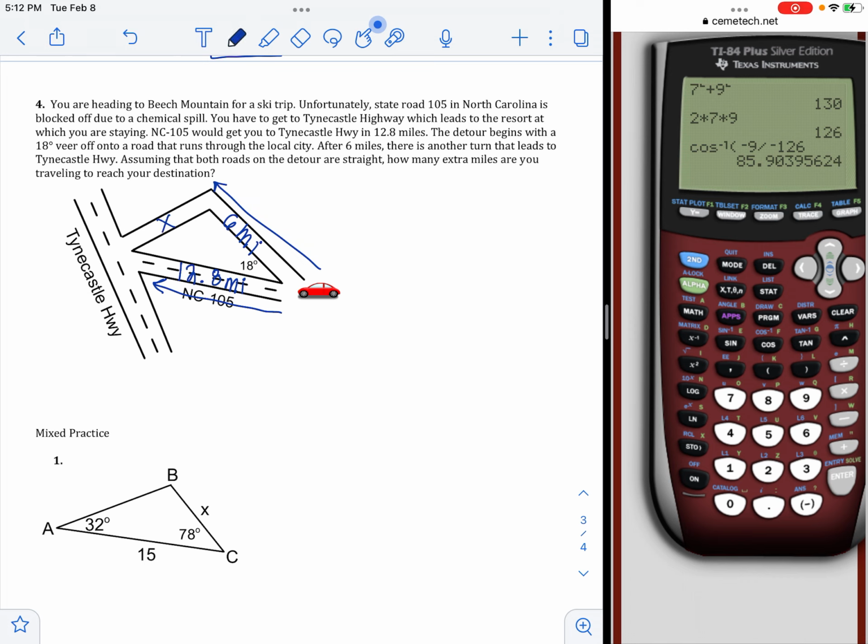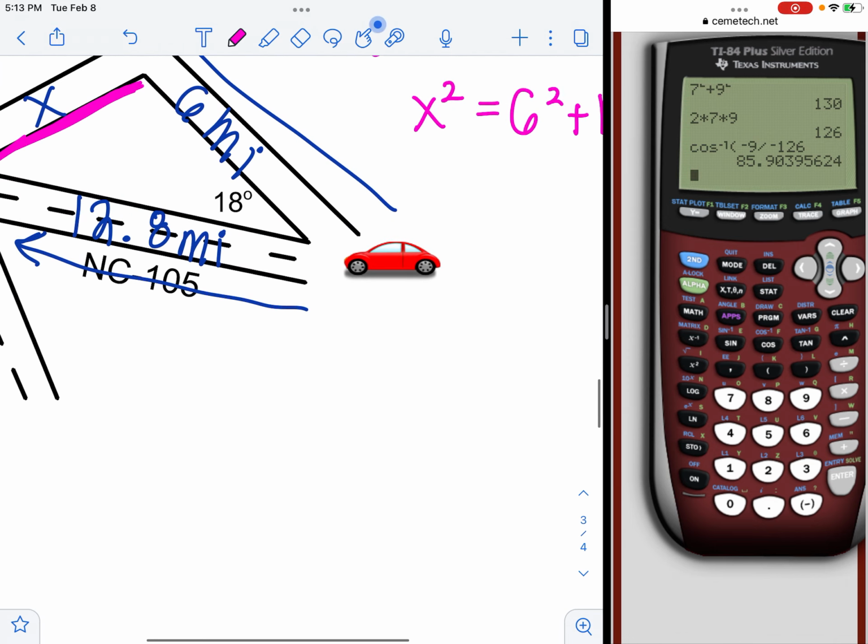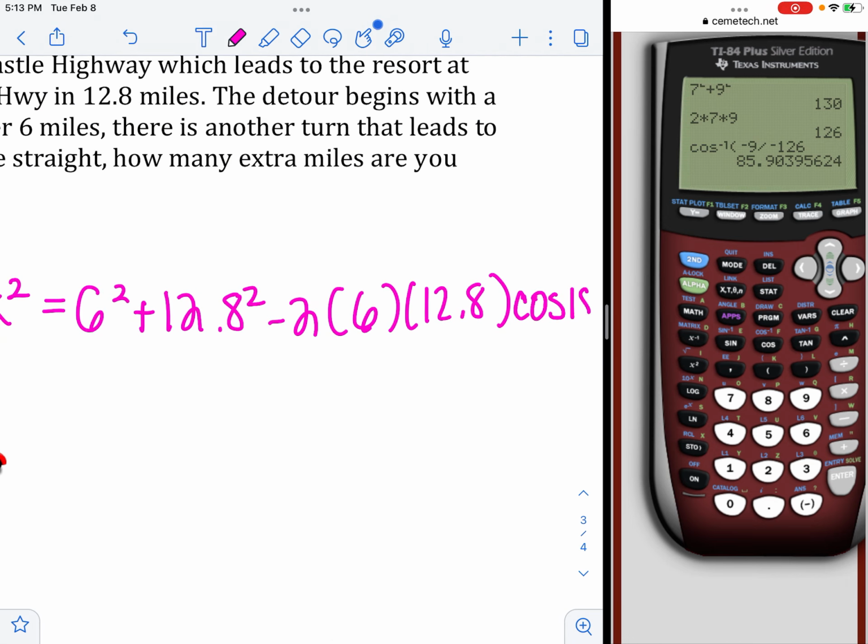All right. Let's look to see what we were actually given. We were given this side, and this angle. So we were given SAS, side, angle, side. Side, angle, side uses the law of cosines. So I'm looking for this side right here. So I'm going to start with this side squared. X squared equals my other two sides squared, 6 squared plus 12.8 squared, minus 2 times 6 times 12.8, times the cosine of the angle opposite of the side I'm looking for, cosine of 18.